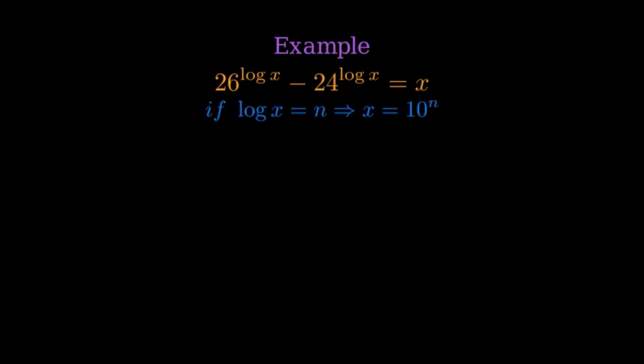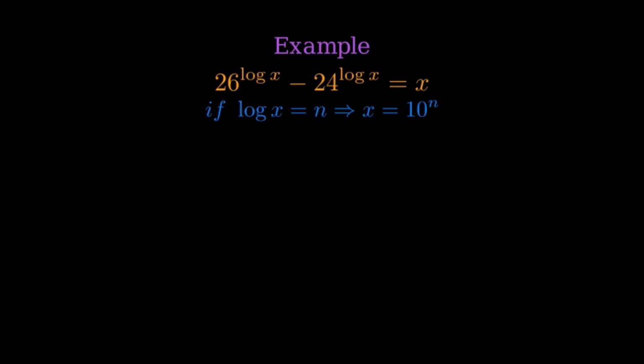Example. We will solve the equation 26 to the log x minus 24 to the log x equals x. Throughout, log means base 10. Step 1. Perform a substitution. If log x equals n, then x equals 10 to the n. This lets us express every term with the same exponent, n.